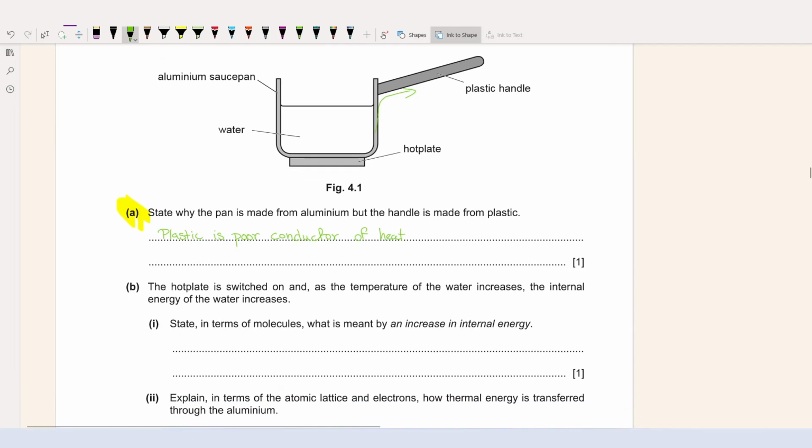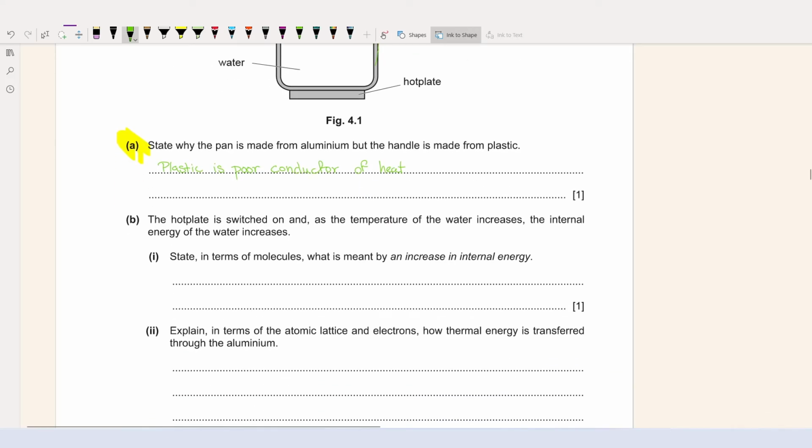Part B. The hot plate is switched on and the temperature of the water increases. The internal energy of the water also increases, right? State in terms of molecules what is meant by an increase in internal energy. When there is an increase in internal energy, there will be an increase in kinetic energy of the molecules.